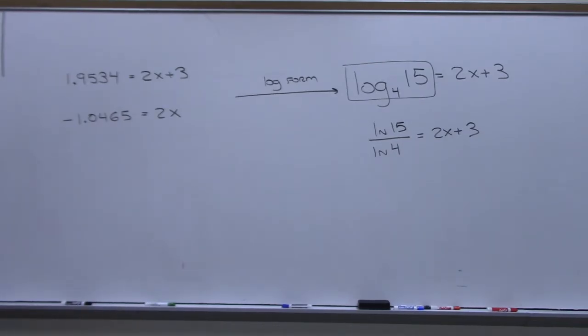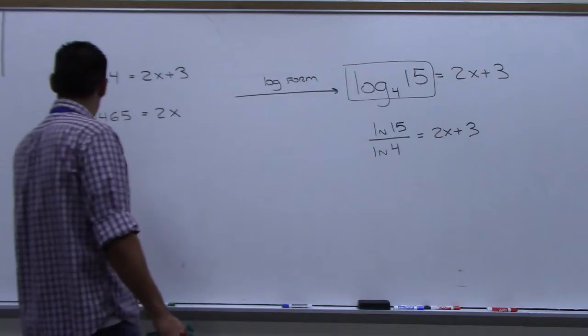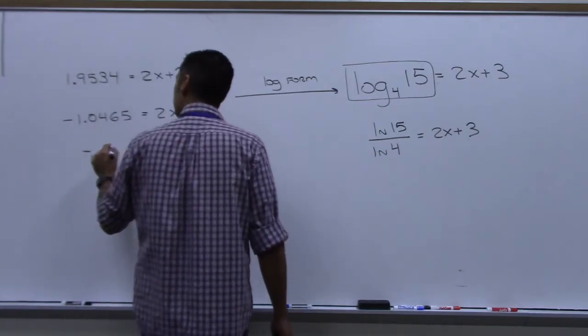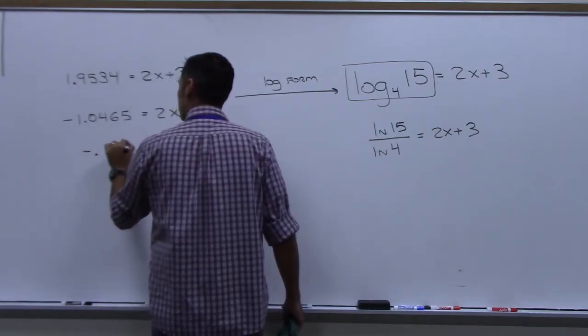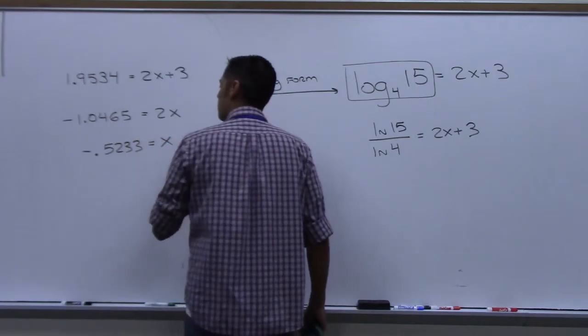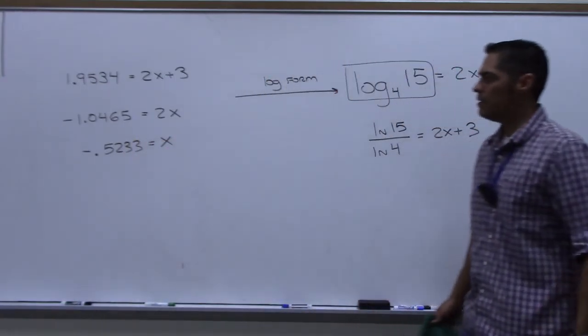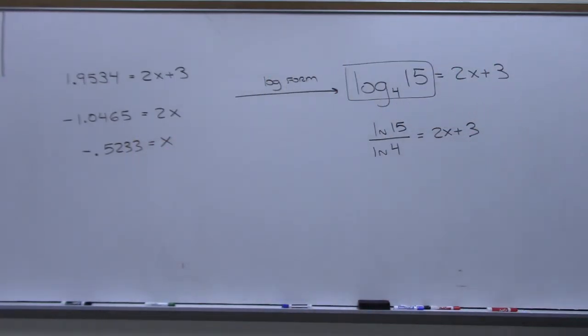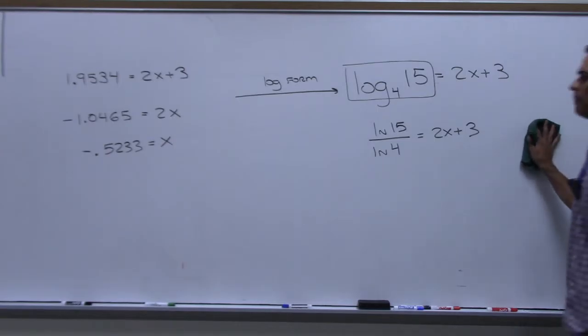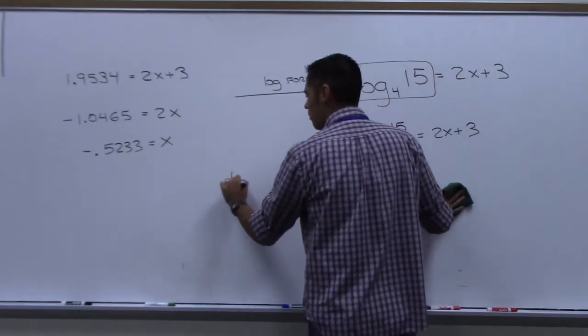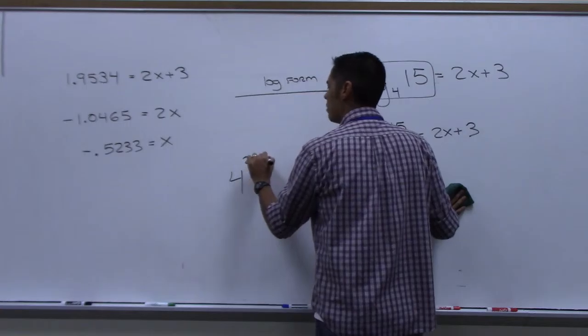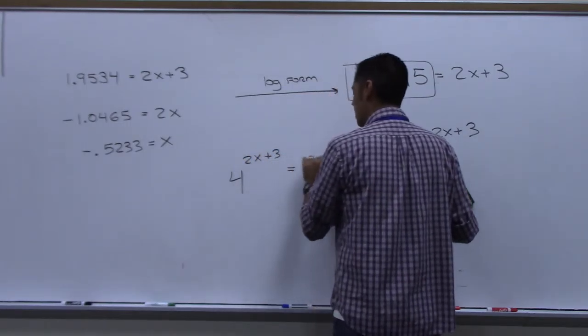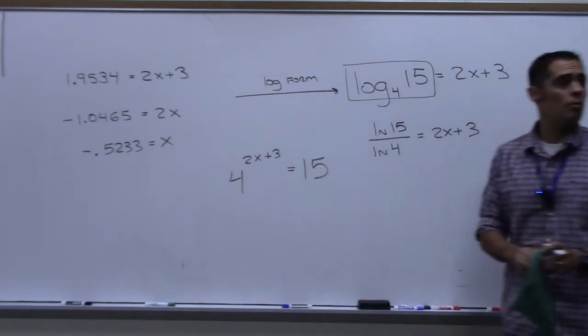And what would you get? Negative point what? 0.5233. So your solution is negative 0.5233. So going back, the original problem was 4 to the 2x plus 3 equals 15, right? That's what our problem was.